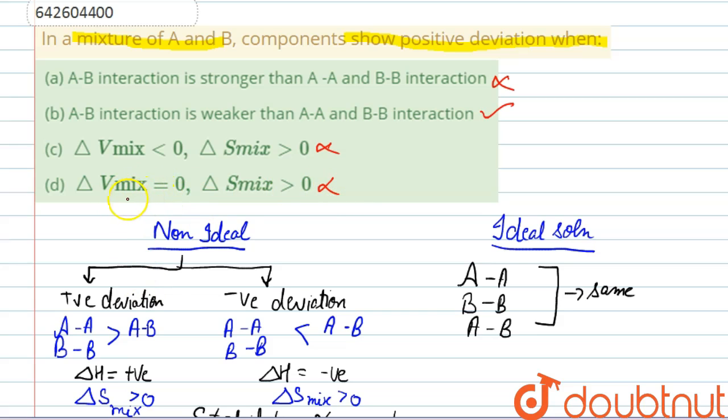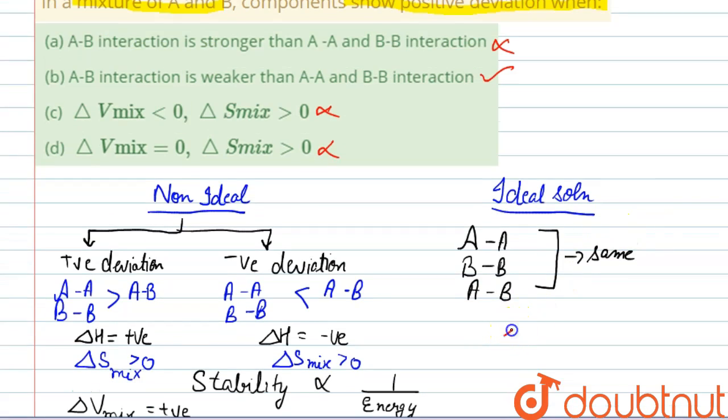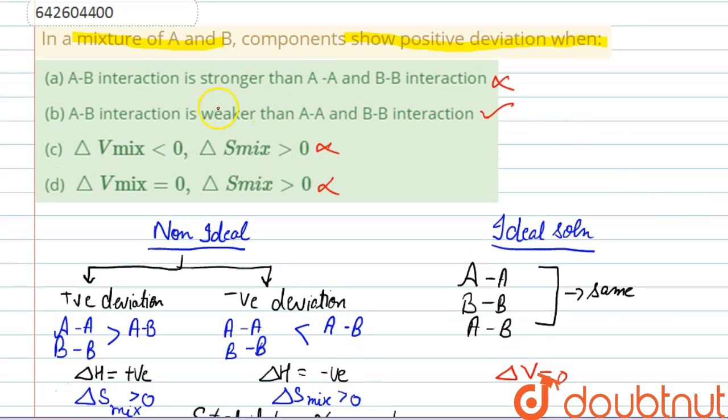Delta V mixture is equal to 0 in the case of ideal solution, so this is also incorrect. So the correct answer will be option B, that is AB interaction is weaker than the AA and BB interaction. Thank you so much.